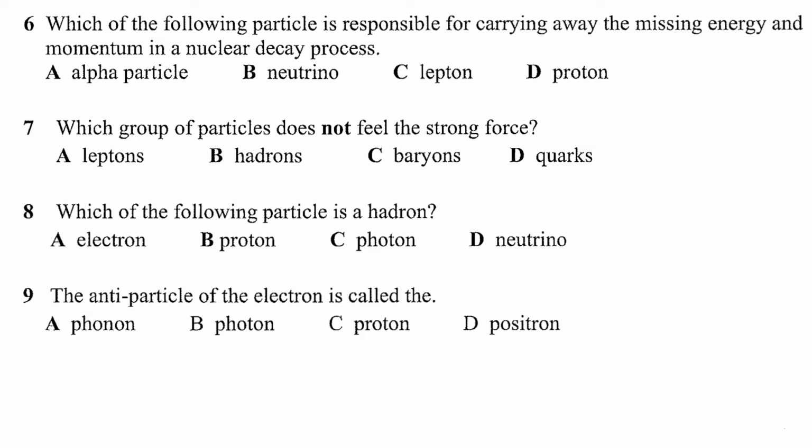So next one, which of the following particles is a hadron? Yes, it is actually a proton, because it consists of 2 up quarks and 1 down quark. So in the last question here, the antiparticle of the electron is called a positron, because it has the same mass but opposite charge.